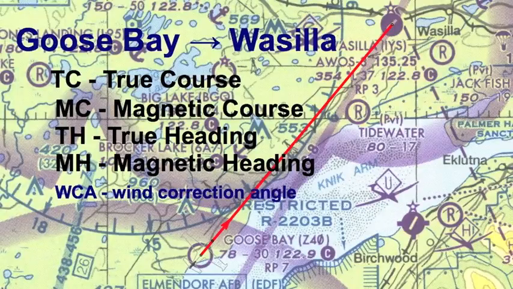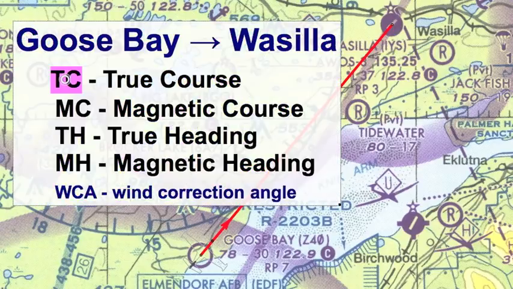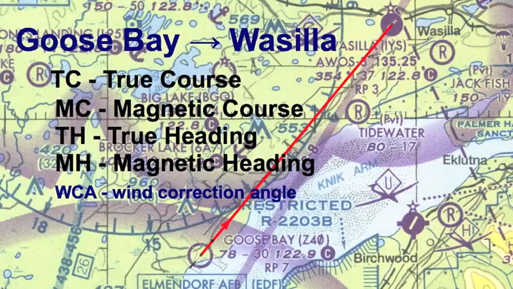The purpose of this video is to help us with our understanding of these four terms: true course, magnetic course, true heading, and magnetic heading. We will have to discuss wind correction angle briefly, and we're using as an example a hypothetical route from Goose Bay up here to Wasilla in Alaska, and that would be on your Anchorage sectional.